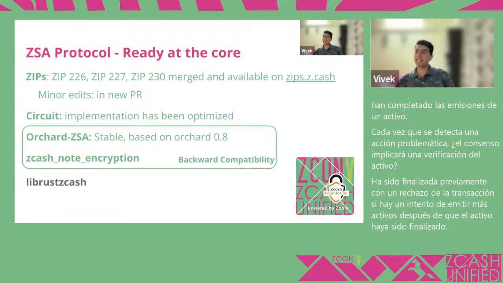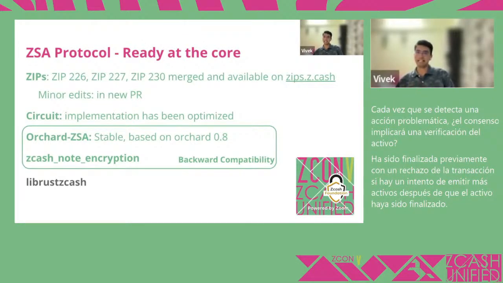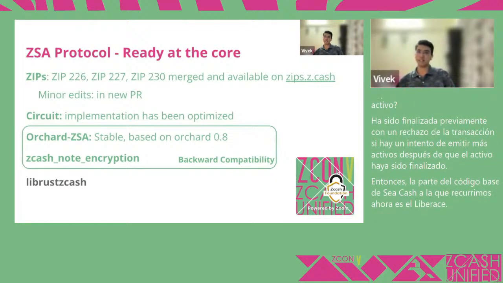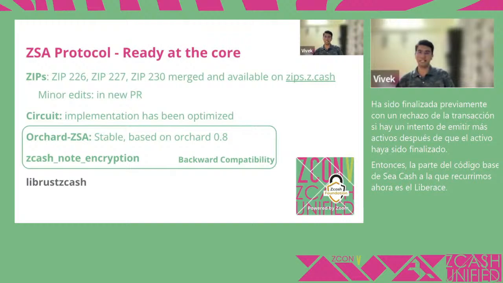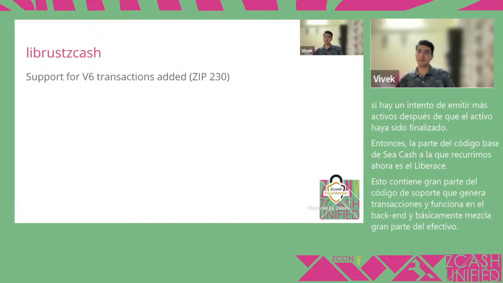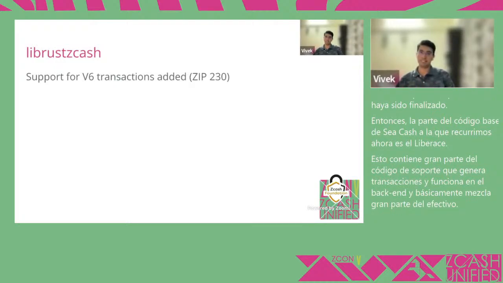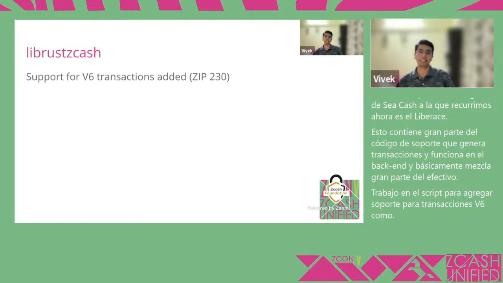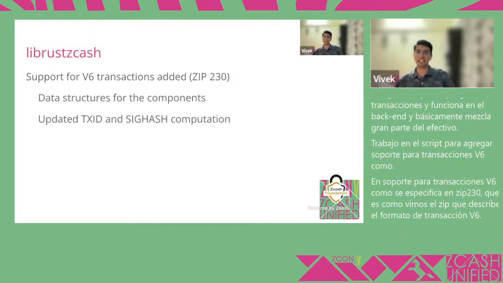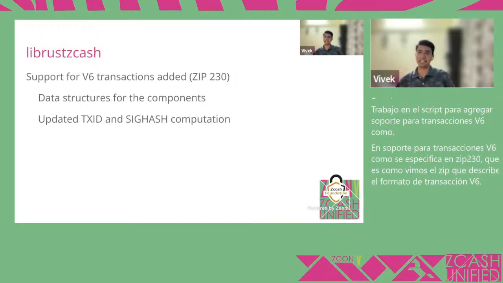So the part of the Zcash code base that we turn to now is the librustzcash crate. This contains much of the supporting code that generates transactions and does work on the back end and just basically makes a lot of Zcash tick. Our work on this crate adds support for V6 transactions as specified in ZIP 230, which is, as we saw, the ZIP that describes the V6 transaction format. These changes include the data structures for the additional and changed components, and also updated computations for the transaction identity and the sighash.